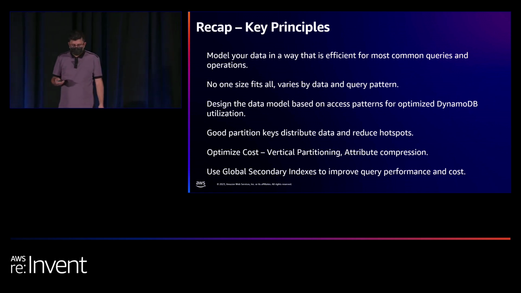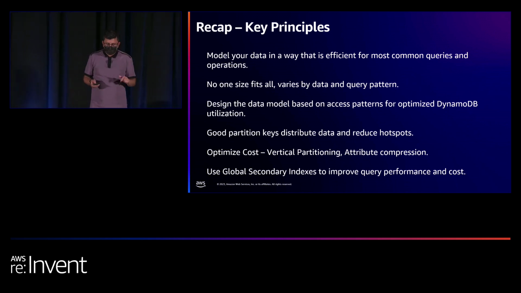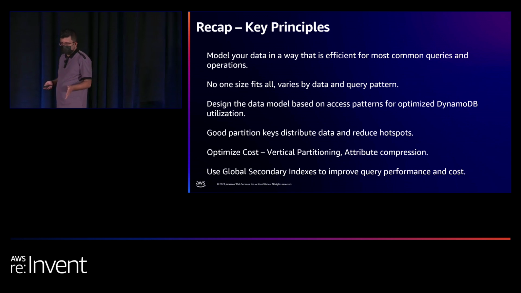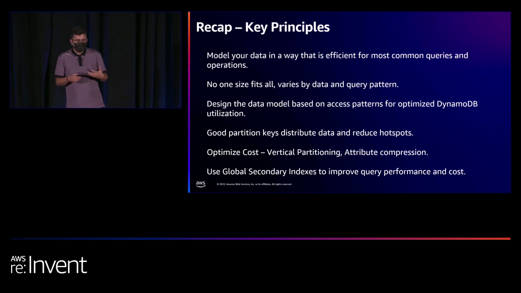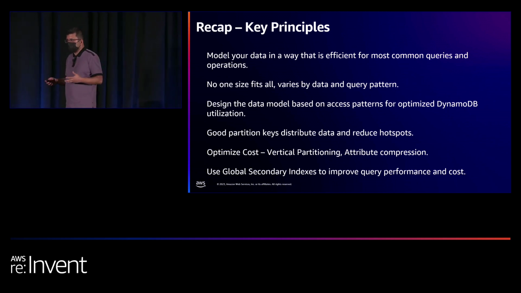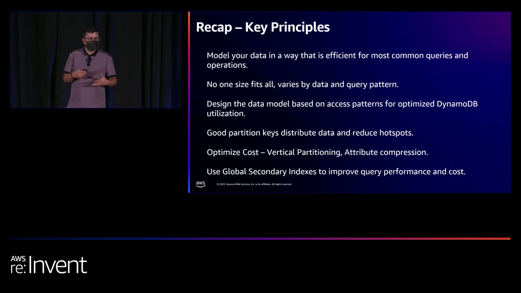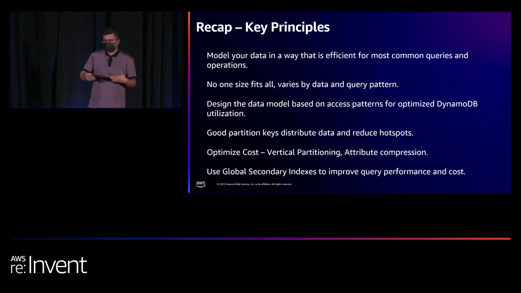Design the data model based on access patterns for optimizing your utilization on your table, as we looked through in multiple examples in the talk. Good partition keys distribute data and reduce hotspots. As Greg pointed out, if you use UUIDs, that's amazing. That gets you the best distribution, but might not be applicable for different personas, might not be applicable everywhere. So think about the personas, think about the APIs that you're doing, and then choose the right partition key. And then you can obviously add indexes as you go.